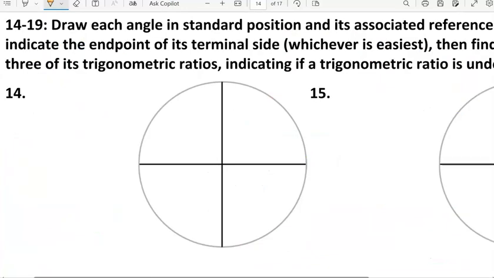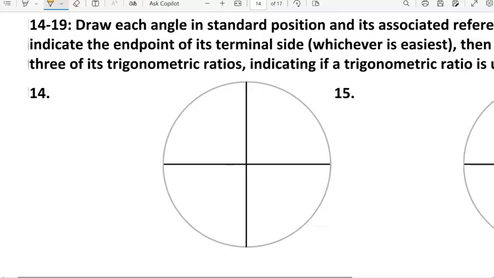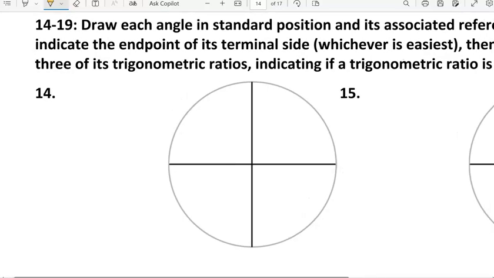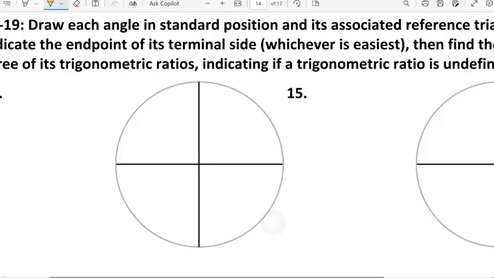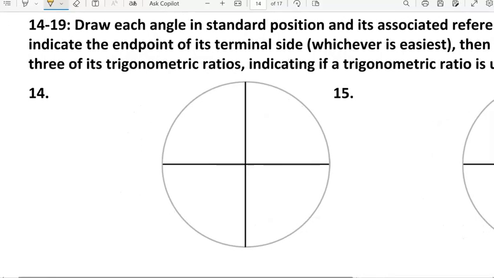In 14 through 19, we're drawing each angle in standard position, along with its associated reference triangle. Or, for our quadrantal angles, we're just going to draw the endpoint of the terminal side and use it to find the three trigonometric ratios, indicating that a trigonometric ratio may be undefined.